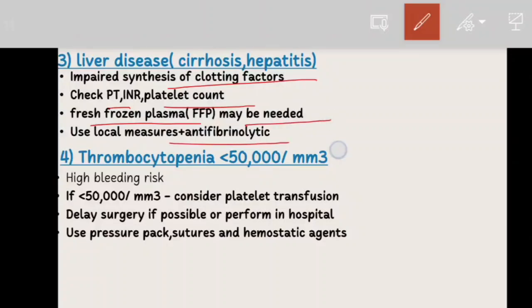Now thrombocytopenia: if platelet count is very low, there is a high bleeding risk. We consider platelet transfusion, perform the extraction in hospital, and use sutures and a pressure pack. The viva question is: what minimum platelet count is safe for extraction? It is usually about 50,000 per cubic millimeter.